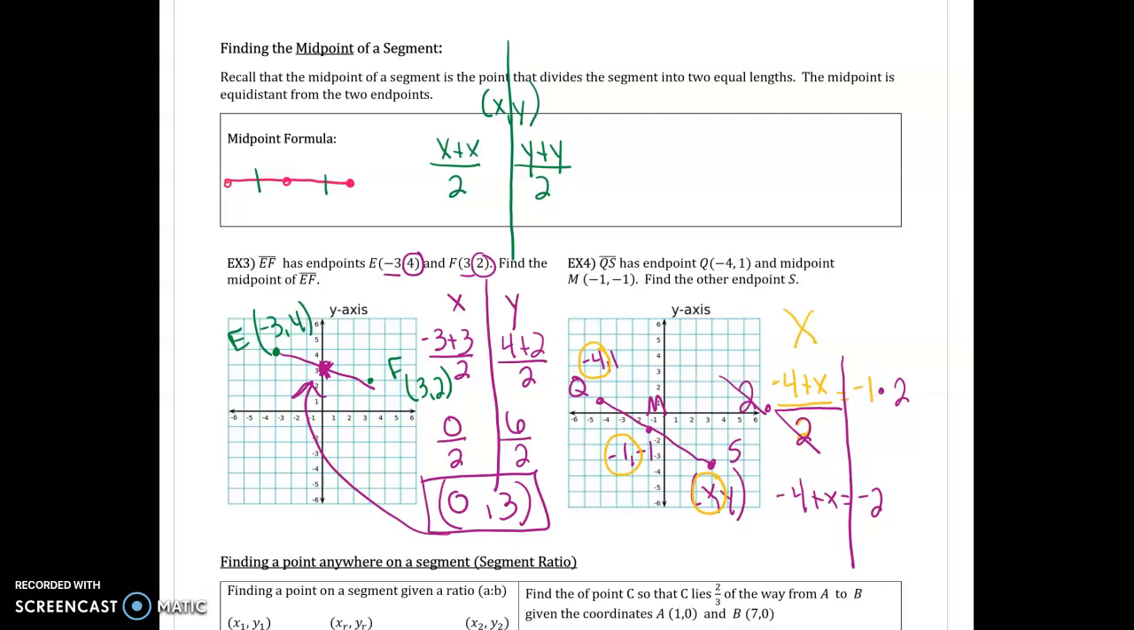And now to solve for x, I just have to get x alone, and I'm going to add 4, and x ends up being 2. So that's how I would go about solving for x.